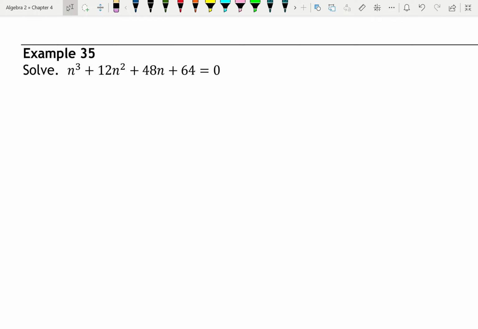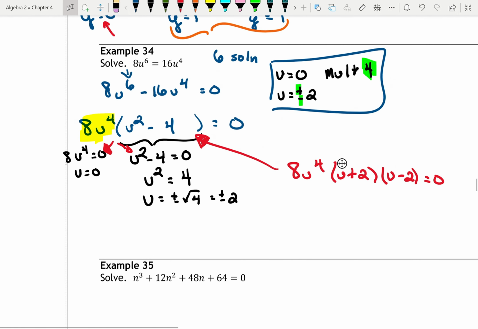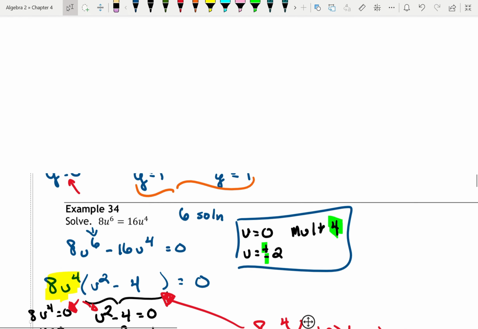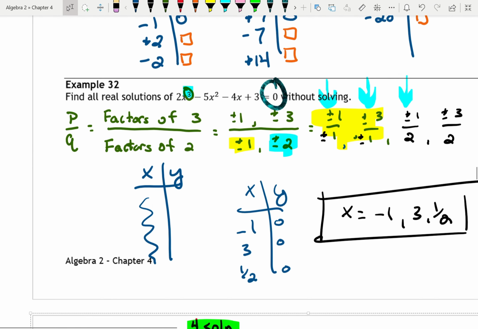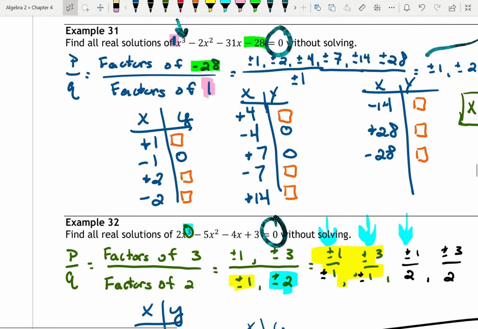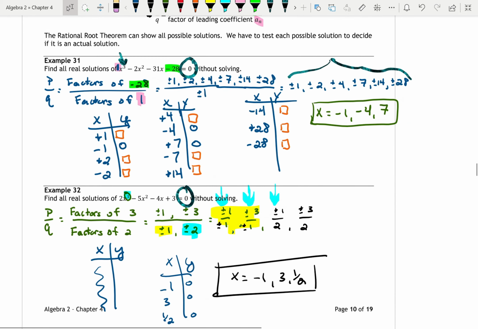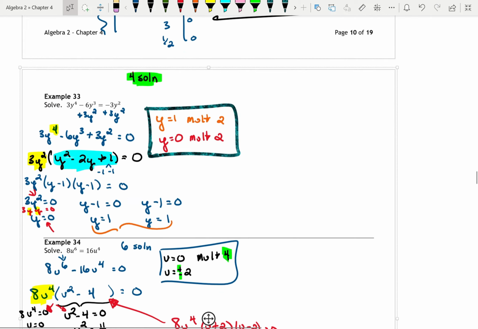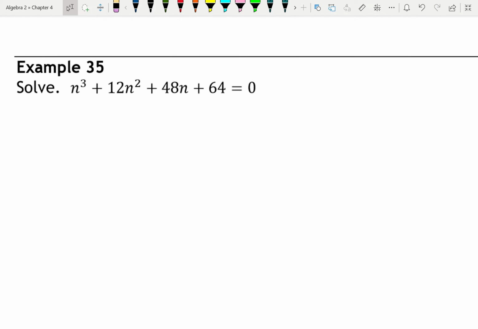We're supposed to solve again. This one has 4 terms, and the last one only had 2. The one above it had 3. And number 32 and 31, they had 4 terms, and we had to do the long form using the rational roots theorem. On this one here, I want to try to not use the rational roots theorem because it takes a while.